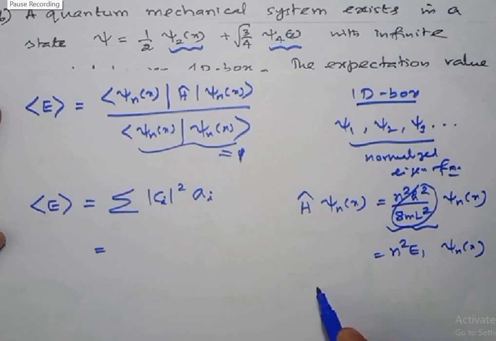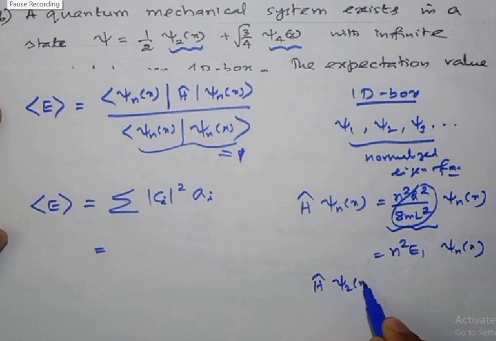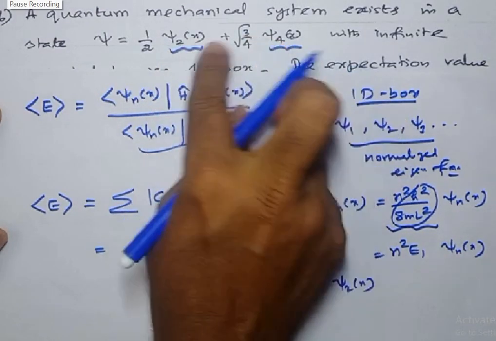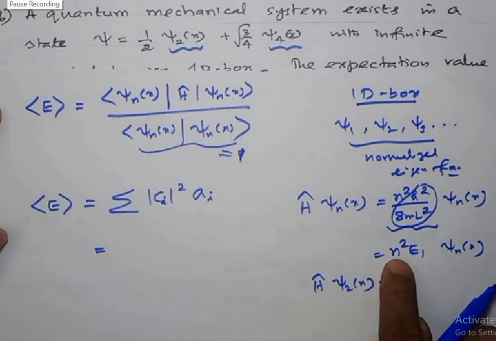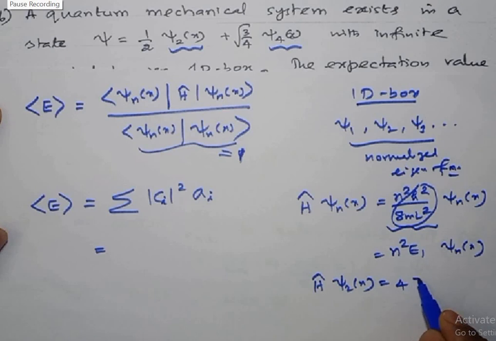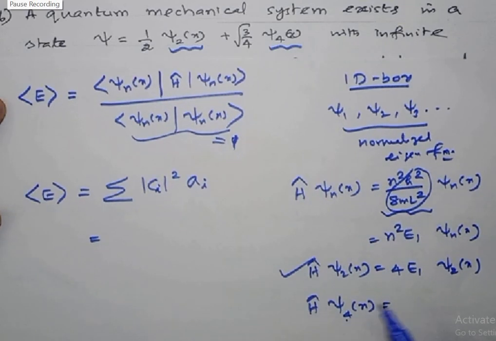Now what is the eigenvalue if I apply the Hamiltonian operator on psi 2 of x? In the linear combination, psi 2 and psi 4 are taken. So first I will apply the Hamiltonian operator on psi 2 of x. The n value is 2, so 2 square is 4, giving 4 E1 into psi 2 of x. Now apply the Hamiltonian operator on the other function, psi 4 of x. The n value is 4, so 4 square is 16, giving 16 times E1 into psi 4 of x. I am just using the general formula here.